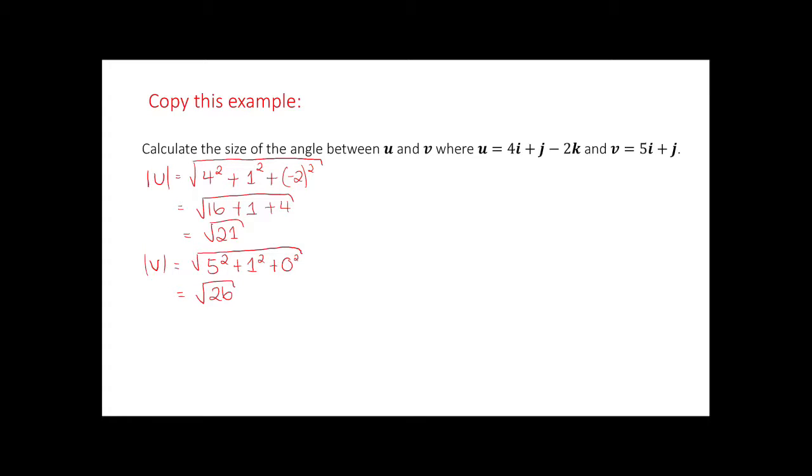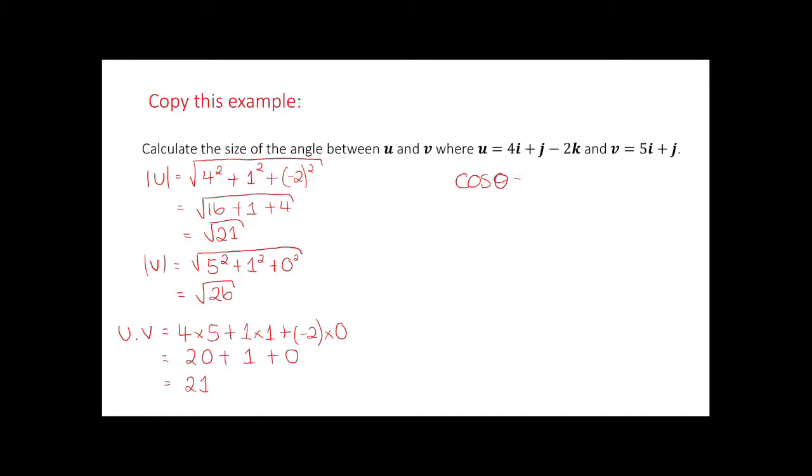We can then find our scalar product. So remember, your scalar product or your dot product, u dot v, equals each of your components multiplied together and then added. So multiply your i's together. So we've got 4 times 5, plus our j's, which is 1 times 1, plus our k's, which is negative 2 times 0. 4 times 5 is 20, plus 1 times 1, plus negative 2 times 0. So our scalar product is 21. So we can now move on to look at our formula.